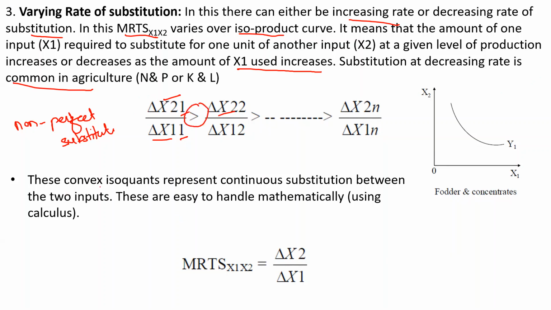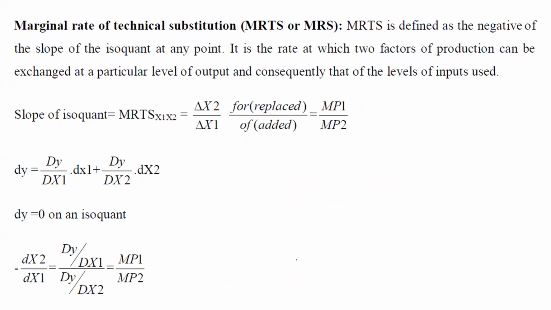Now for this relationship there are convex isoquant. Convex isoquant represent the continuous substitution between the two inputs and this can be mathematically represented as MRTS, that is marginal rate of substitution for x1 for x2. It is given by delta x2 divided by delta x1. So this is the varying rate of substitution.